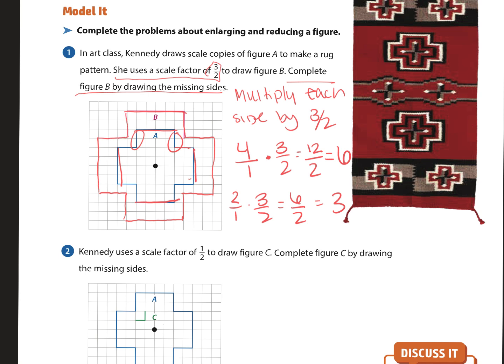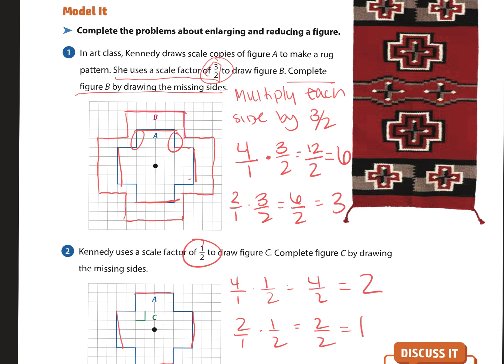So we just did a dilation. This scale factor was bigger than 1, so it made our shape bigger, our pre-image bigger. Down here at the bottom, we're now using a scale factor of 1/2. Same pre-image, but this time we're multiplying the sides by 1/2. So all the sides that were 4 are now going to be 2. So all of these will now just be 2. And then we have 2/1 times 1/2, which is 2/2. And so all the short sides are now going to be 1.